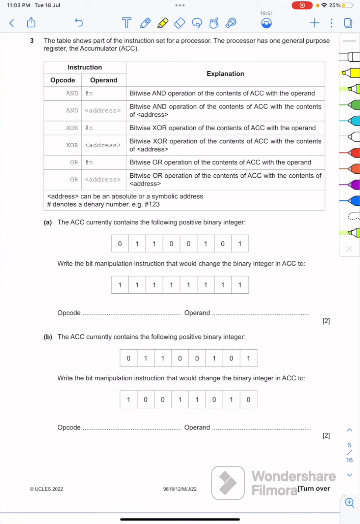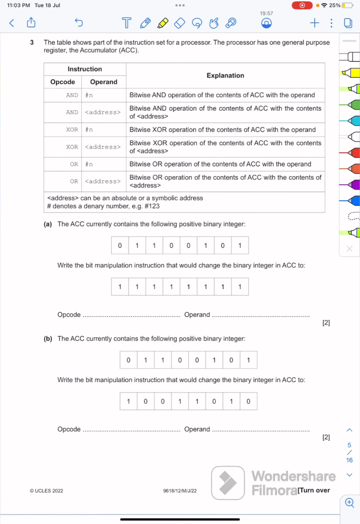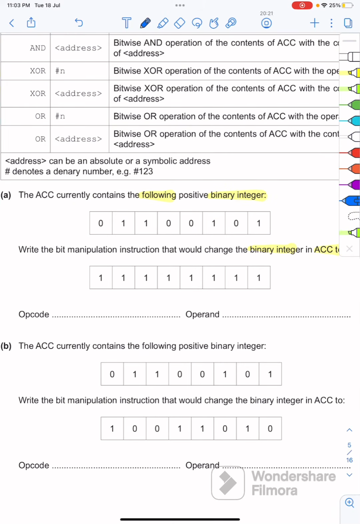And this type of variation that they brought in used to be rarely seen in the older formats, 9608, but in the newer papers, this has been a very frequently tested type of question. Okay. The accumulator currently contains the following positive binary integer. Write the bit manipulation instruction that would change the binary integer in the accumulator to this, right? If you look at this, you've got your ones and zeros, 1 0 0. You've got this positive binary integer in the accumulator, and you've changed it to the point where every single one of them is 1, right?